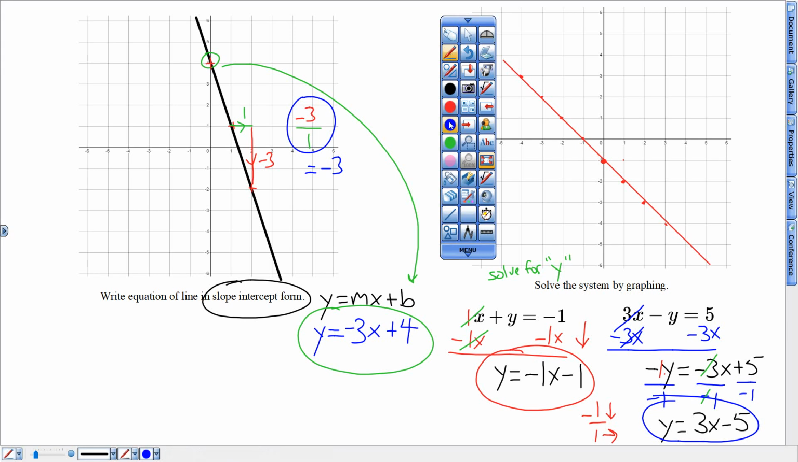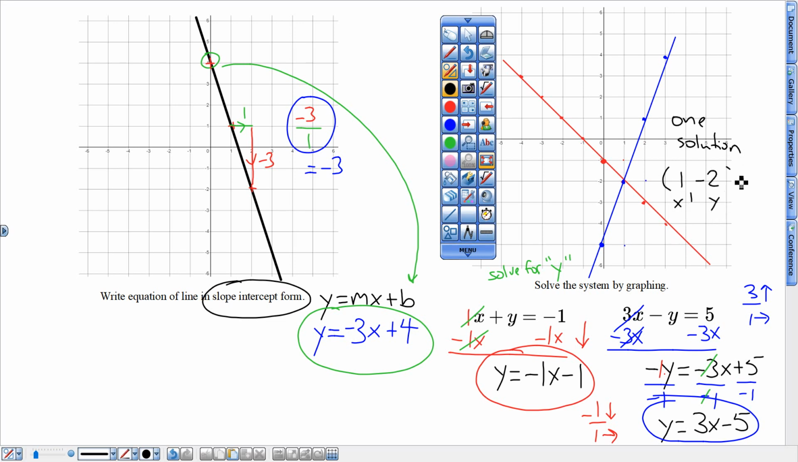And now do the blue one. Blue one starts at -5. And because of this number 3 being a fraction, 3 over 1, that tells me right 1, up 3, right 1, up 3, right 1, up 3. Draw a line through those points. Where those two lines come together, that is the one solution. The solution is 1 for x and -2 for y. That is the solution point.